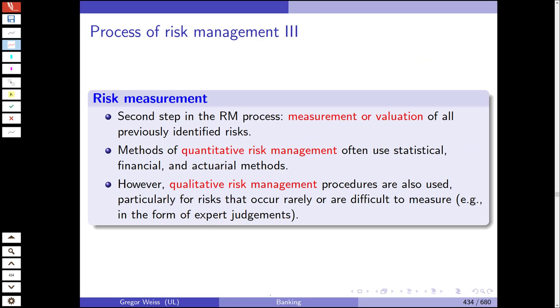The second step in risk management is measuring or valuing all the previously identified risks. You will resort to quantitative risk management in many cases. You'll use a statistical distribution, financial mathematics, actuarial methods. Sometimes you also use qualitative risk management, which means that you don't get numerical measurements for your risks, but you resort to things like expert judgments and expert interviews, just in many cases to make sure that you at least identify those risks that you might be exposed to.